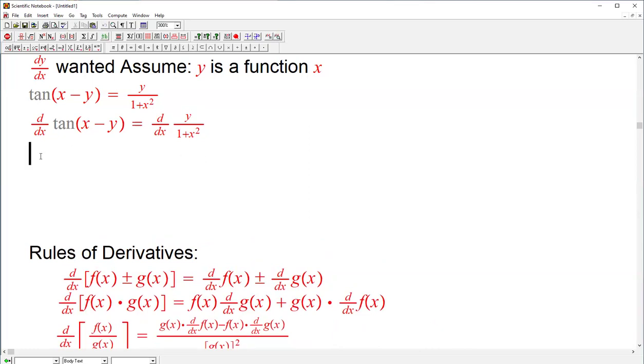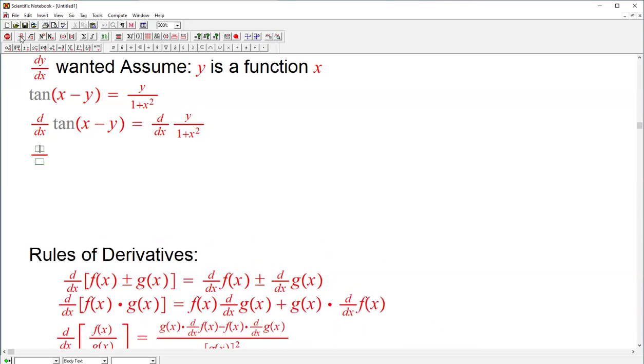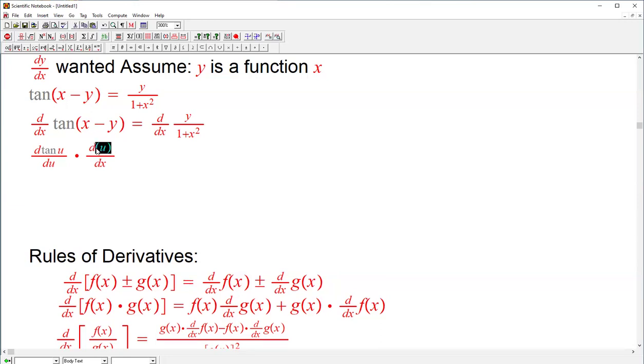All right, so let's look at the left-hand side. On the left-hand side, we're gonna take a derivative of a tangent. We're gonna view this as a tangent. Of course, u is going to be x minus y. So we're applying the same rule right here. So du dx, and I'm going to replace my u with x minus y.